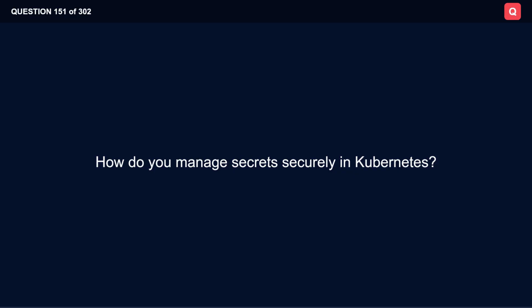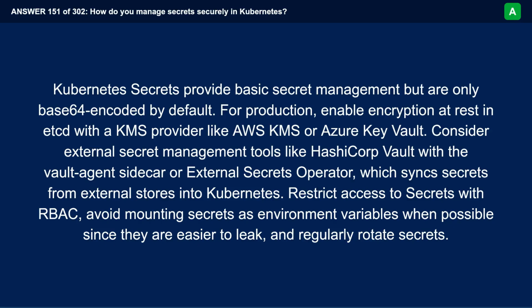How do you manage secrets securely in Kubernetes? Kubernetes secrets provide basic secret management, but are only base64 encoded by default. For production, enable encryption at rest in etcd with a KMS provider like AWS KMS or Azure Key Vault. Consider external secret management tools like HashiCorp Vault with the Vault Agent sidecar or External Secrets Operator, which syncs secrets from external stores into Kubernetes. Restrict access to secrets with RBAC. Avoid mounting secrets as environment variables when possible, since they are easier to leak, and regularly rotate secrets.